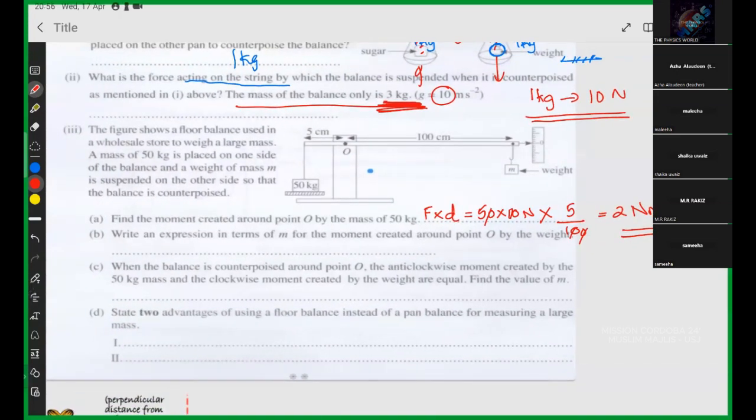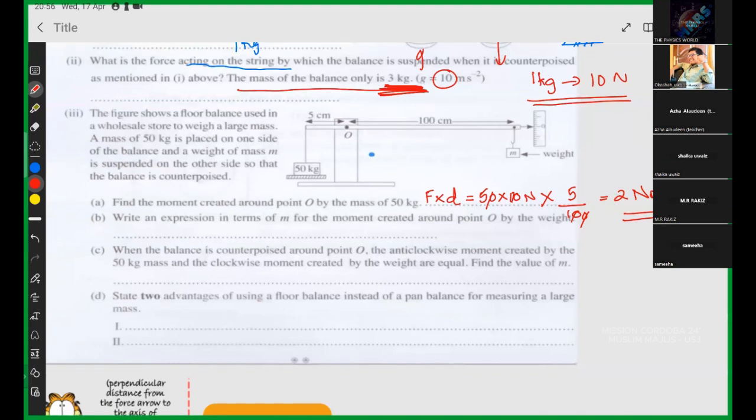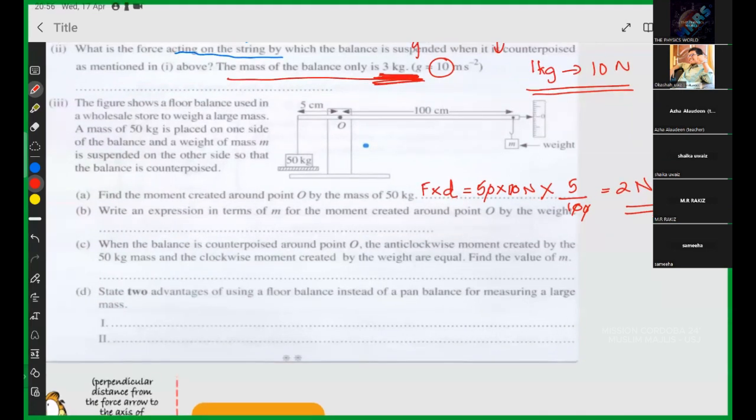Okay. Teacher, how did you get the 10 Newton? Okay, 10 Newton is 50 kilogram now. 50 kilogram, you have to convert to Newtons. That is, mass you have to multiply by G. What is G? 10. That's why I have directly multiplied like this. Mass into gravitational acceleration. Understood? 50 kilogram will give you 500 Newton. Yes.